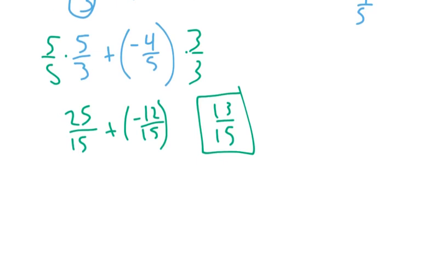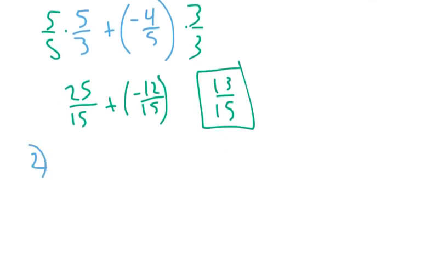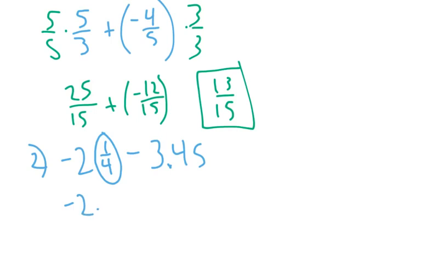For good measure, let's do one more. Let's say we had negative 2 1/4 minus 3.45. All right, so now in this situation, 1/4, that's a pretty easy fraction to convert to a decimal. So I'll just do that. And so I'll make this negative 2.25 minus 3.45. And here, this is where I have same signs, both negative.